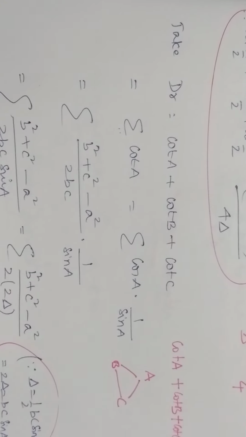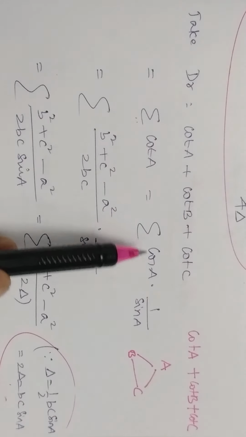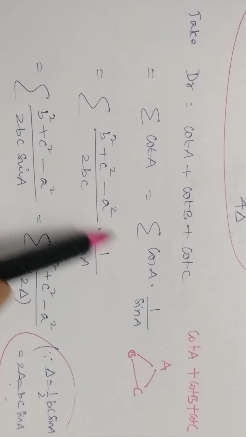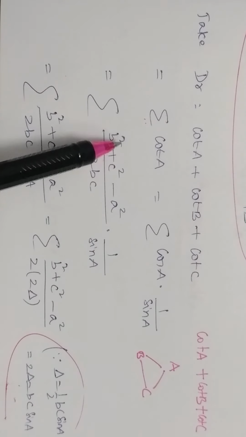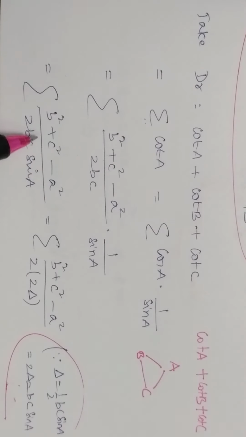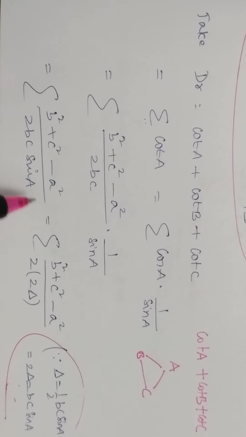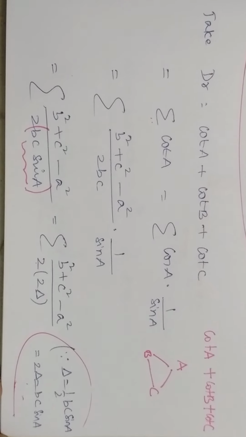By cosine rule formula, sigma cos A is (B square plus C square minus A square) by 2BC, the formula of cos A, into 1 by sin A. Therefore sigma, multiplying 1 into B square plus C square minus A square, the same, by 2BC into sin A. That equals sigma (B square plus C square minus A square) by 2 into, this becomes 2 delta. How 2 delta?